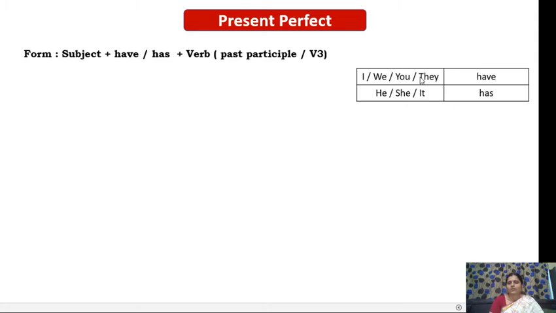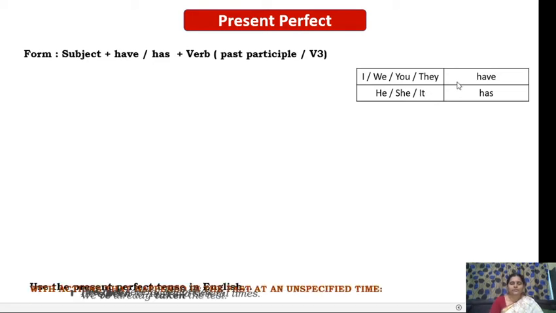So have is used with first person, second person, and third person plural, and has is used with third person singular. So this is the difference in the usage of have or has. And let us see the examples.